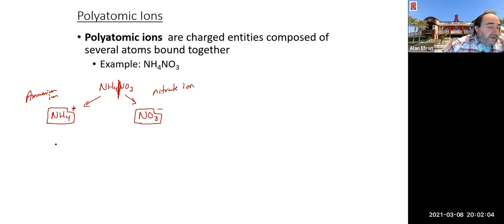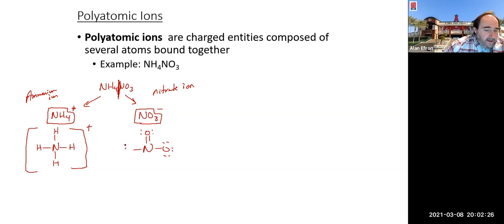We actually just drew this not too long ago. Again, the nitrogen and the hydrogens are all sharing electrons here. This is all covalent, but it is an ion because overall it does have a +1 charge. Same thing with our nitrate. It looks like this if we draw the Lewis structure. Those oxygens and the nitrogen are sharing electrons, and the overall unit has a -1 charge. This is essentially our cation, which is positively charged. This is our anion, which is negatively charged.